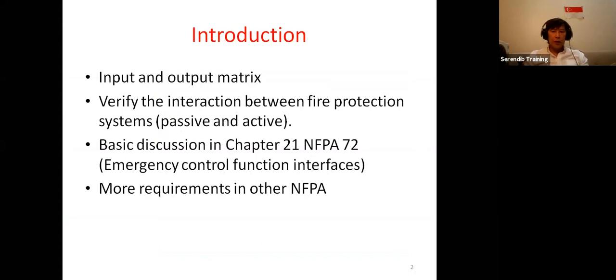So, these discussions on cause and effect of other systems are found in other NFPA standards. So there is a need for engineers to spend time reading the other NFPA standards and try to draw out the information that is related to the cause and effect of a particular system.